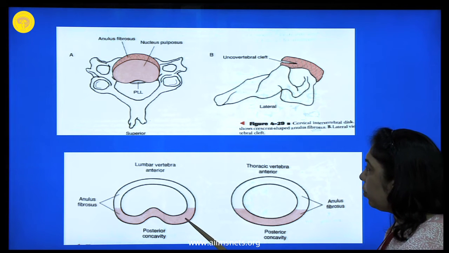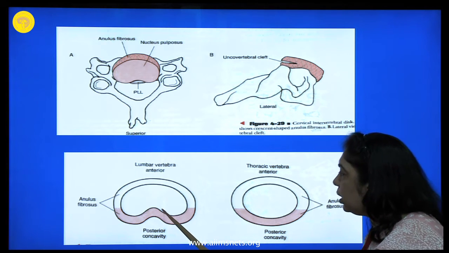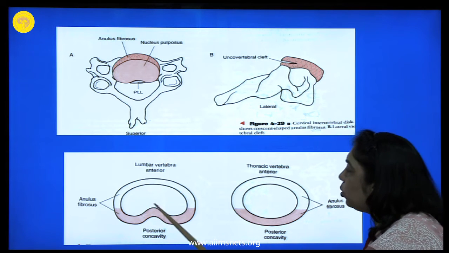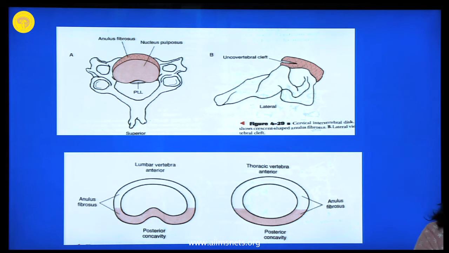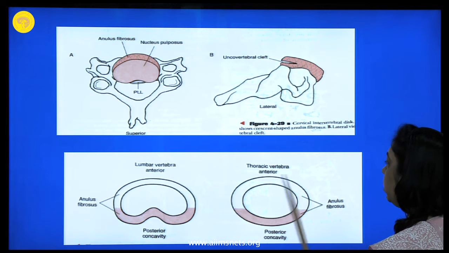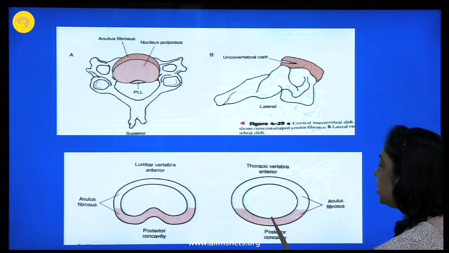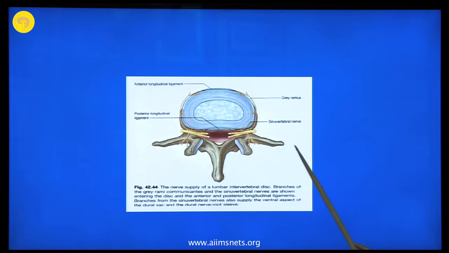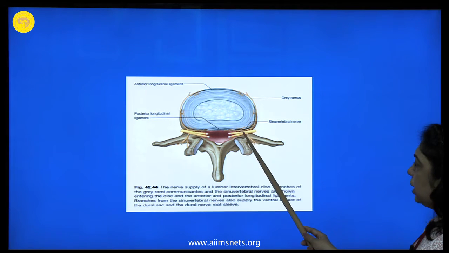And if you look at the shape of the disc in the lumbar region, it shows a concavity. So the annulus fibrosus fibers, if they show this concavity, have more ability to stretch. The disc there is bigger, and here they are more elliptical. So the posterior stretching is lesser as compared to the lumbar vertebra. And this area is supplied by the sinovertebral nerve.